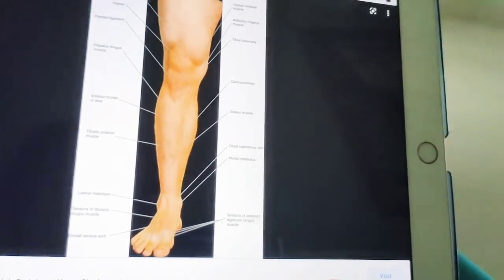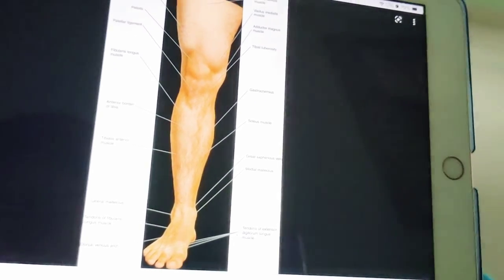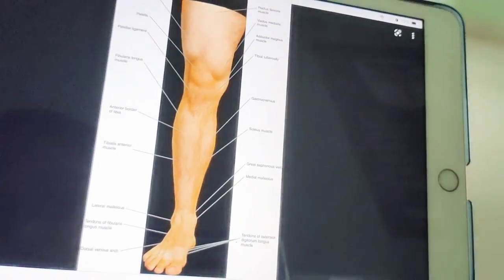So these are the different surface landmarks of the leg. Next we'll start with the front of the leg and dorsum of the foot.